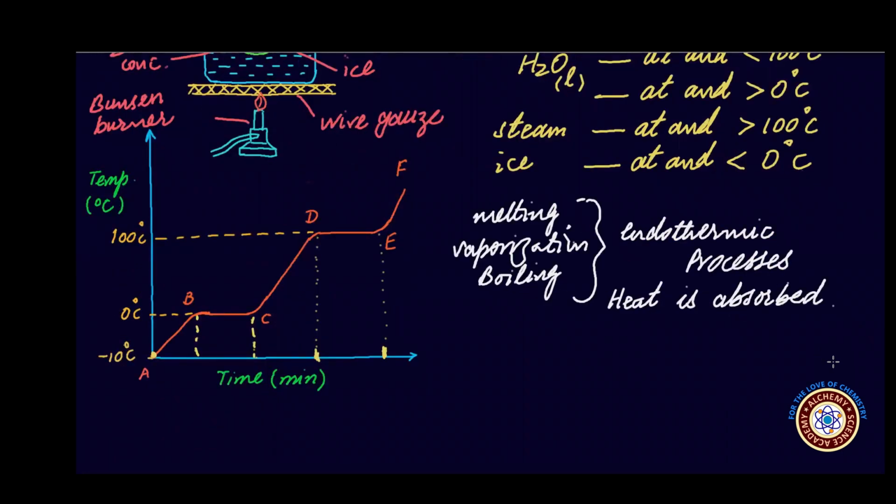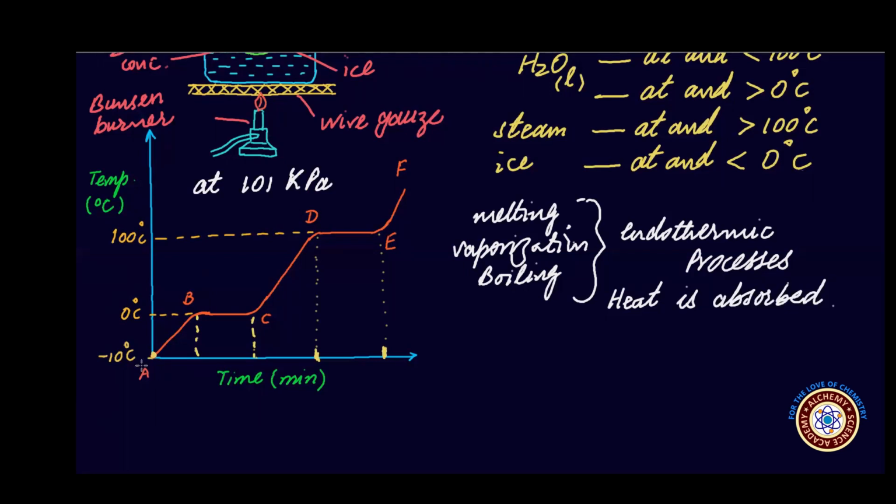Now let us see why the temperature of ice cannot exceed 0 degrees Celsius and why the boiling point of water is discrete, that is 100 degrees Celsius, and it cannot be more than this at ordinary pressure, say at 101 kilopascals. This is ordinary pressure, or 1 atmosphere. Now let us see what happens actually.